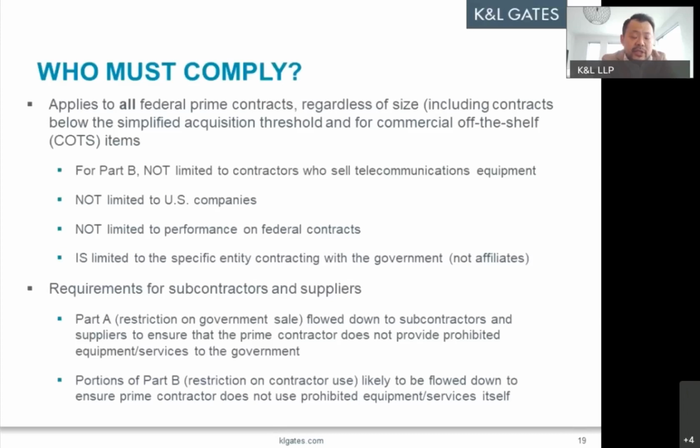Okay, so one hot issue in the world of Section 889 is requirements for subcontractors and suppliers. Part A is supposed to be a mandatory flow down to subcontracts. And obviously, this is to ensure that the prime contractor has a sufficient basis not to actually sell covered equipment and services to the government. Part B is the prohibition against a contractor's own use of said products and services, right? And that does not require to be flowed down. But as a practical matter, in order for any organization to have a reasonable basis to be comfortable that it is not using said products or services, we find that many entities do flow that down, even though arguably it is more voluntary. Next slide.